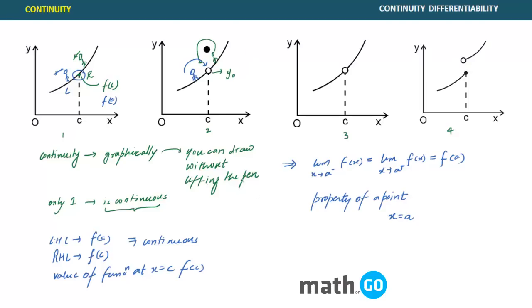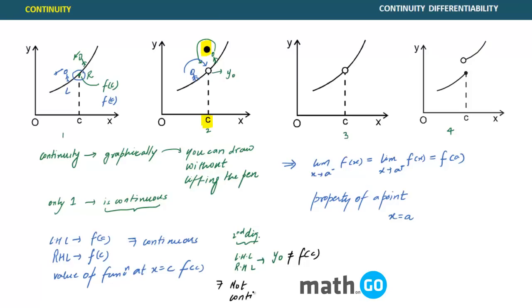Okay, so in the second diagram, both the LHL and the RHL, that is, the left hand person and the right hand person, will report that they see a value y0. But what is the actual value at the point? The actual value is something else at this point C. So both the limits are equal, but the value of their limits is not equal to the value of the function at point C. That is why I say this is not continuous.